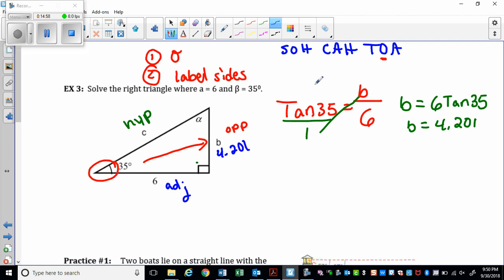You can use trig or you can use the Pythagorean theorem. Just cover up this side if you're going to use trig. Cover it up and you're going to use the adjacent side and the hypotenuse.